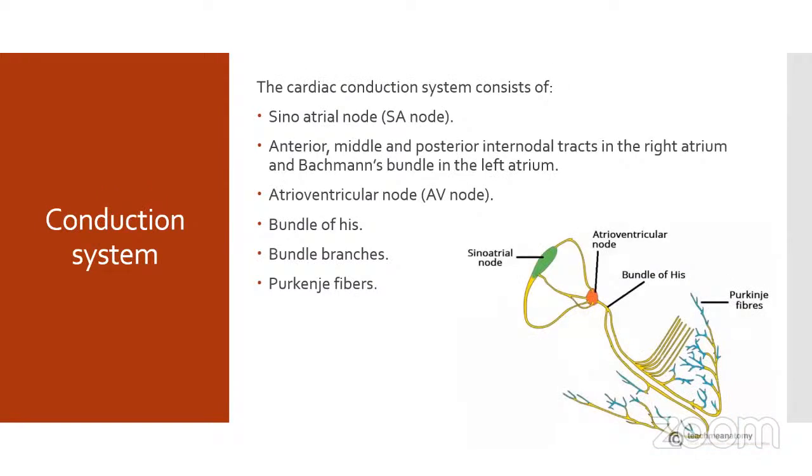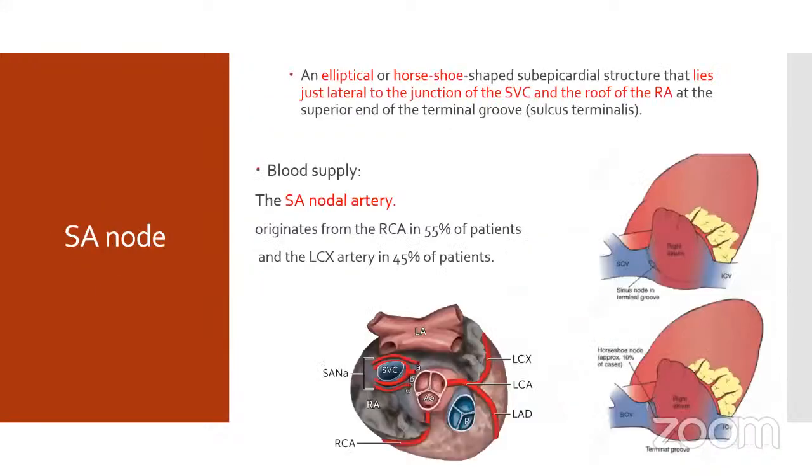So moving to the conduction system, the cardiac conduction system consists of the SA node, the anterior, middle, and posterior intranodal tracts in the right atrium, and the Bachmann bundle in the left atrium, the AV node, bundle of His, the bundle branches, and the Purkinje fibers. The SA node is an elliptical or horseshoe-shaped subepicardial structure that lies just lateral to the junction of the SVC and the roof of the right atrium at the superior end of the terminal groove.